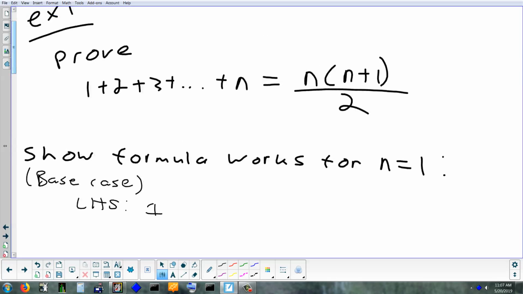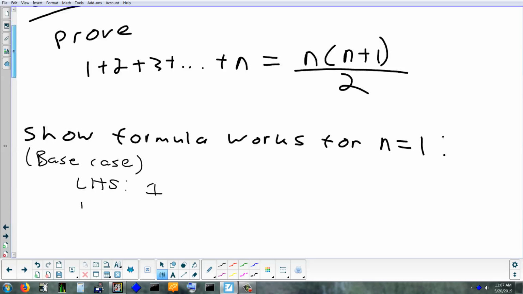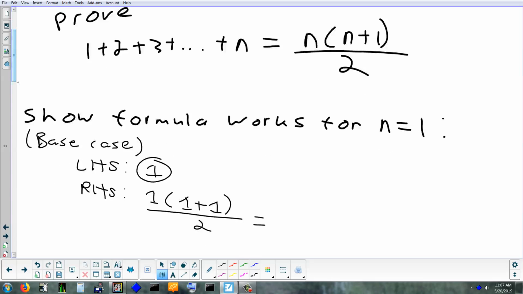Now, let's use the formula, plug in n equals 1, and see if the formula correctly predicted what we should have gotten. So on the right-hand side, using the formula to add up the first 1 terms, you'd have 1 times 1 plus 1 over 2. Okay. So what do you get if you simplify the right-hand side formula? 1. So what we've done is we've just shown that yes, the formula did work, at least for when n equals 1. Does it work when n equals 2 or n equals 3?